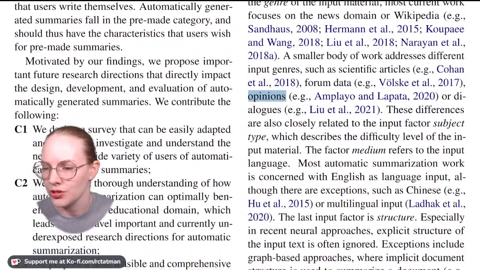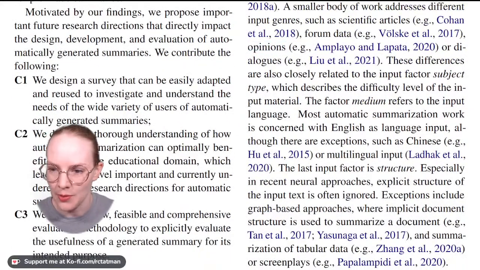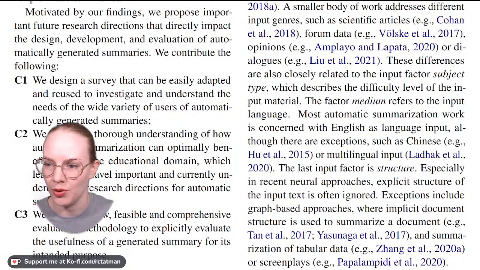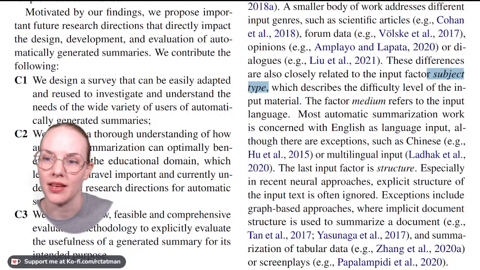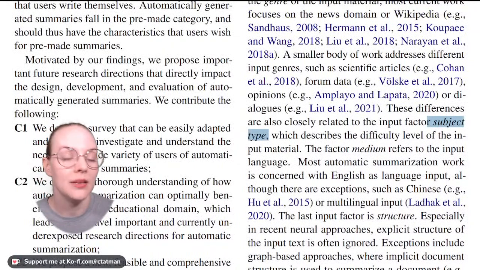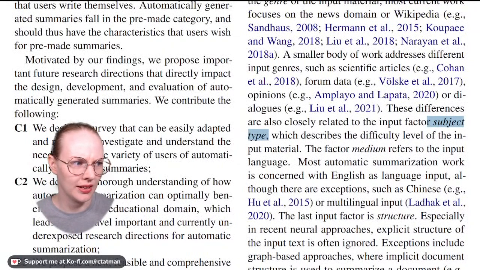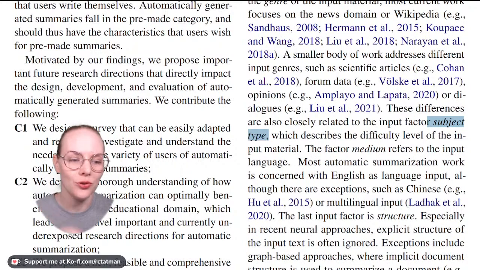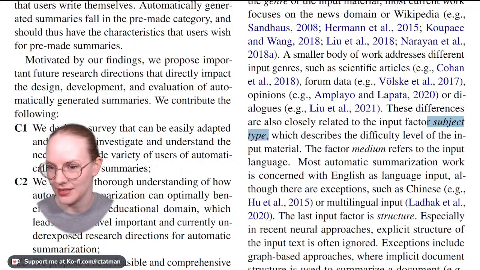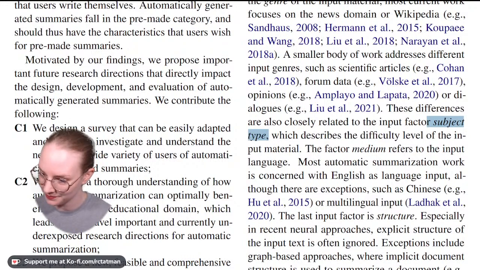These differences are also closely related to the input factor's subject type, which describes the difficulty level of the input material. So I'm guessing that something like scientific articles would be considered more difficult than something like, let's say, simplified English Wikipedia, Simple English. The Wikipedia that is in English but has been simplified would, I imagine, usually be considered less difficult than most scientific articles, I would guess.